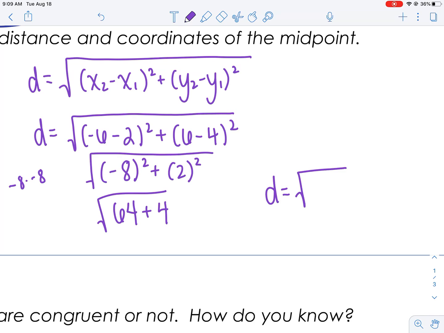64 plus 4, that makes the distance the square root of 68. And we're going to pick back up in the next video so you don't have to hear the fire alarm.